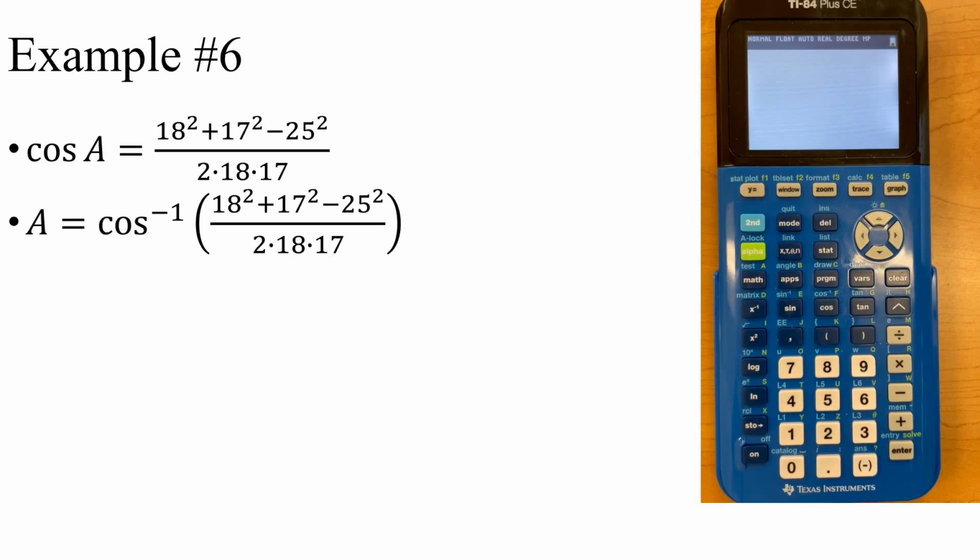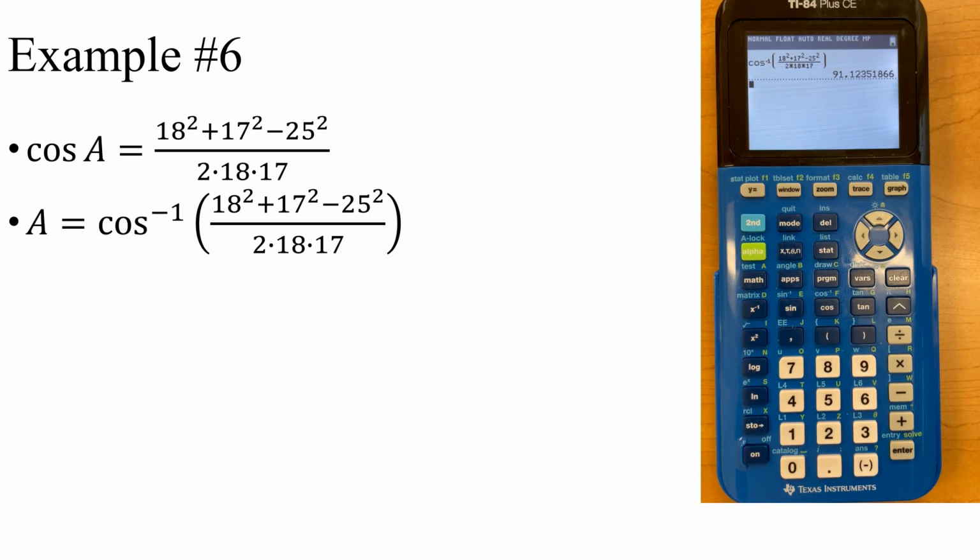All right, so our last example here is using the law of cosines. So we can see we have cosine A equals 18 squared plus 17 squared minus 25 squared over 2 times 18 times 17. To find A, we have to do our cosine inverse. So again, the ideal method, hitting second cosine, is your alpha y equals, so we can do a fraction and just put it there in one step like that. 18 squared plus 17 squared minus 25 squared all over 2 times 18 times 17. Have to right arrow out of there to be able to close out the parentheses for the inverse. Then we get 91.1235 degrees.